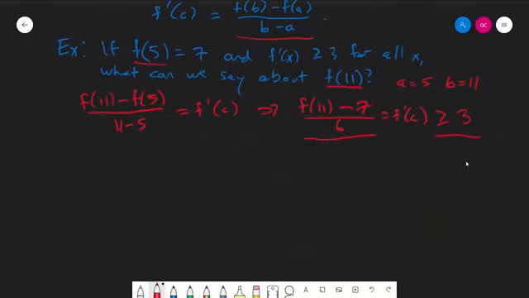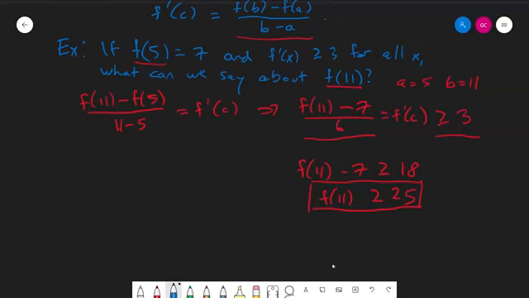Now let's just rearrange that. If I multiply both sides by 6, we get that f of 11 minus 7 is greater than or equal to 18. And so f of 11 is greater than or equal to 25. Okay, so the fact that f prime was at least 3 means that your function has to grow at least at a certain speed. And so going from x equals 5 to x equals 11 involves, in this case, increasing from y equals 7 to at least y equals 25.